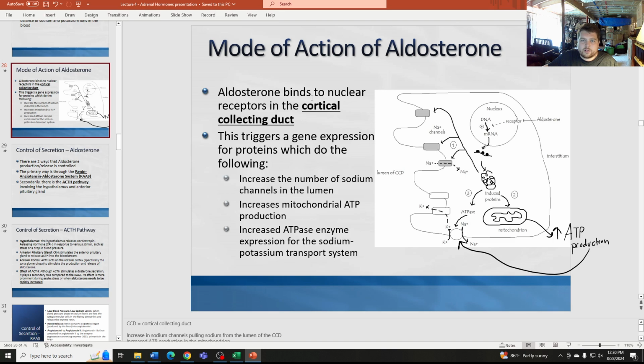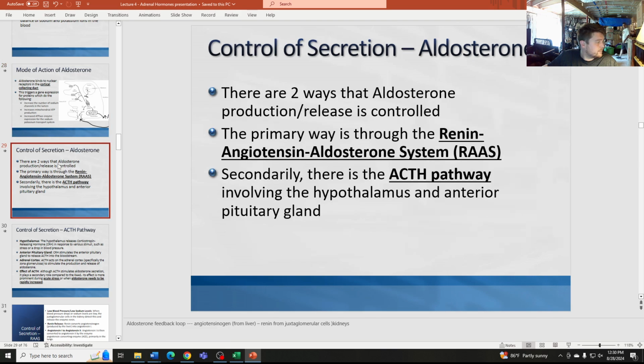A little bit more on the mode of action. Again, it's a nuclear receptor in the cortical collecting duct, triggers gene expression, increases the number of sodium channels in the lumen, increases mitochondrial ATP production, as well as increased ATPase enzyme expression for the sodium-potassium transport system.